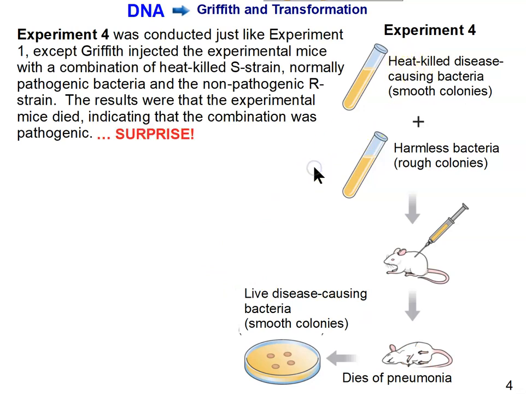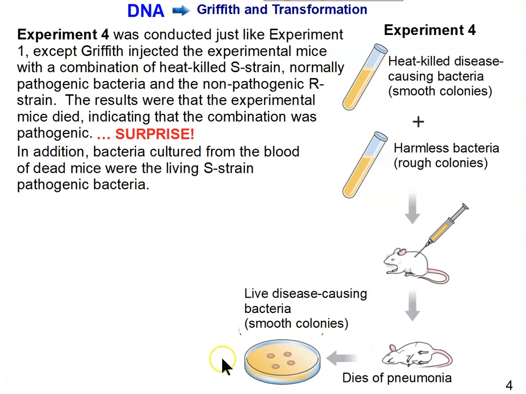That's a surprise, because these don't cause disease. The heat-killed smooth bacteria don't cause disease. They do if they're not heat-killed, but once they're heat-killed, they don't cause disease. He showed that in experiment 3. The harmless bacteria, he showed in experiment 2, don't cause disease. They're harmless. But when you mix this non-disease-causing bacteria with this non-disease-causing bacteria, you get disease-causing bacteria. And that was a huge surprise.